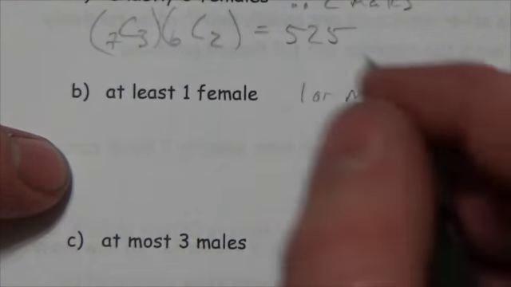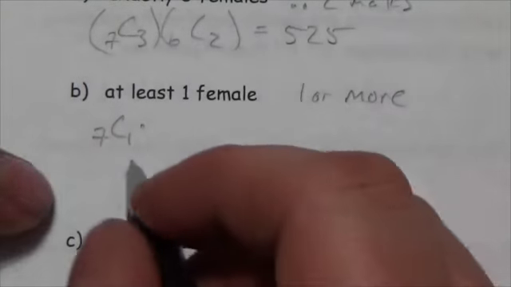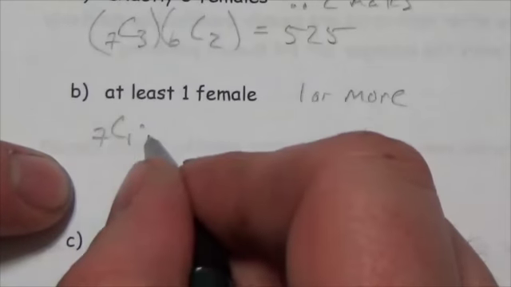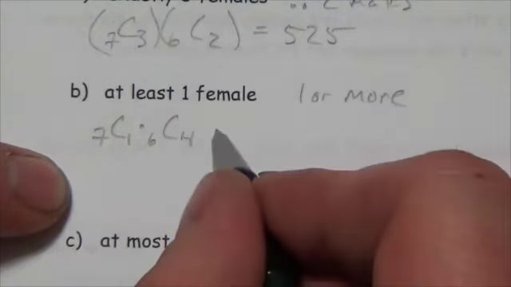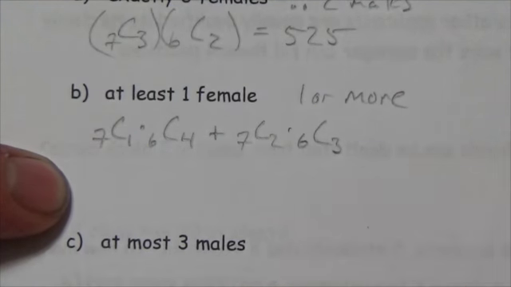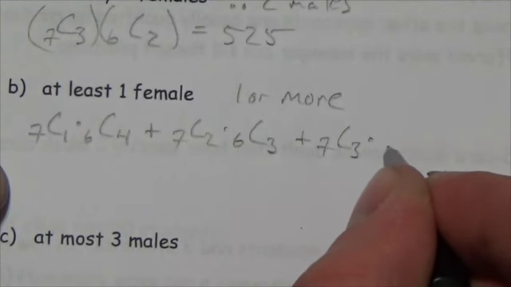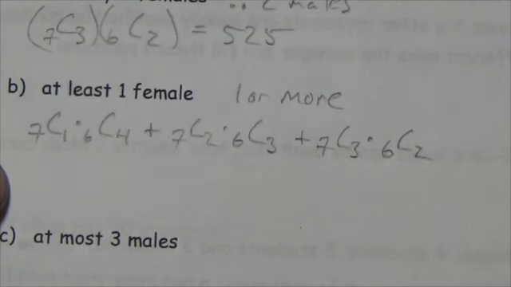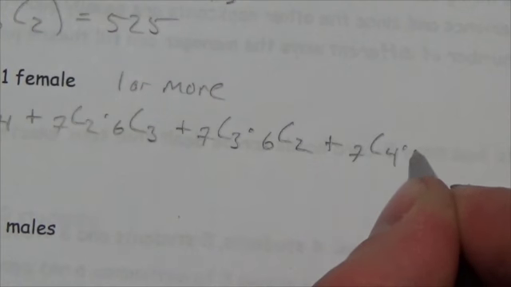How many ways could you choose a female? Well, you've got 7, you could choose 1. But if you've got 1 female, you have to have 4 males. So that would be 1 female and 4 males. Or you could do 7, choose 2, because you could have 2 females and 3 males. Okay? Or you could have 7, choose 3 females and 2 males. Or you could have 7, choose 4 females and 1 male.